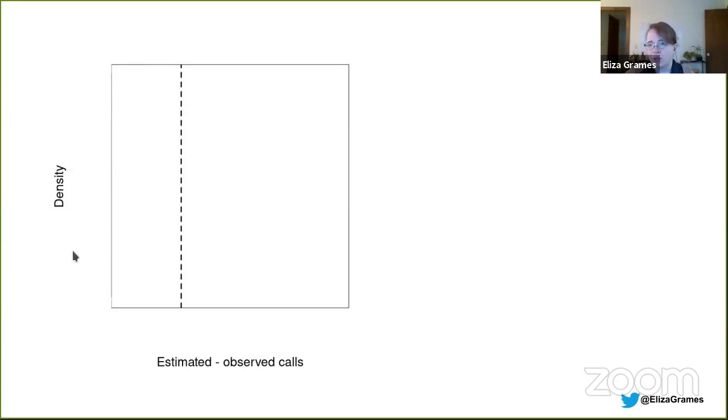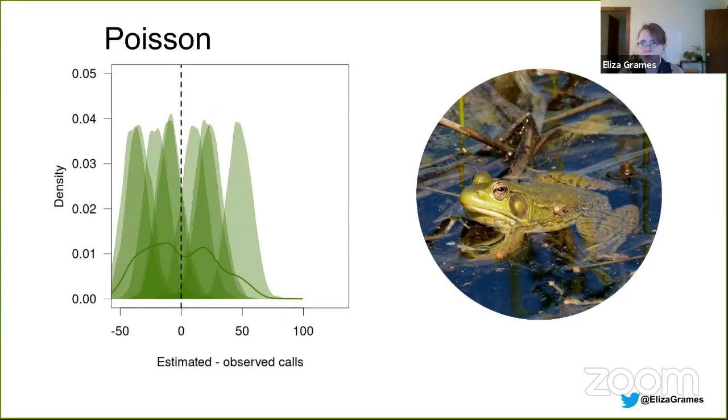On the y-axis here, you have the density. So this is essentially just a posterior predictive check of how well the models were performing. And then the x-axis is the model estimates minus the observed calls from the data set. This dashed line here is 0. So if the models were perfectly predicting the observed data, they would fall right on the 0 line. Anything to the right of the line means the model is overestimating the number of signals, and to the left, the model is underestimating.